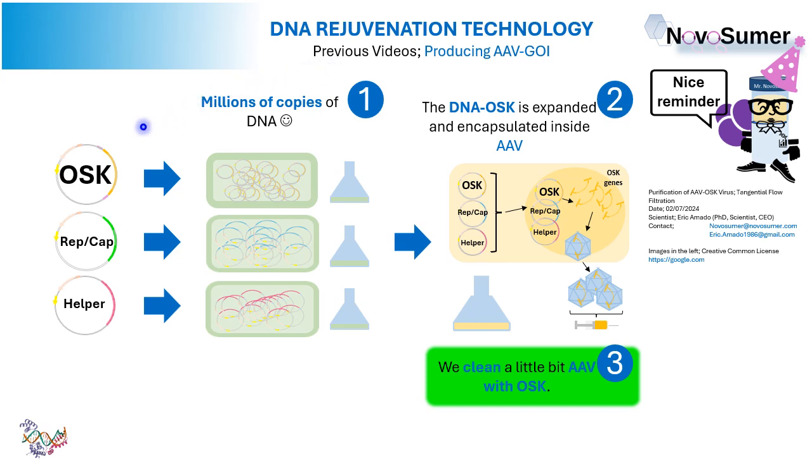So remember, first of all, we need the DNA, the three DNAs. The DNA with the OSK genes, the DNA with the Rep-Cap, that is the DNA to produce the virus capsid, let's say the box, and then we need a third DNA that is called helper DNA. The helper DNA will help to include the OSK genes inside the AAV particles. Okay, let's go for the first step.